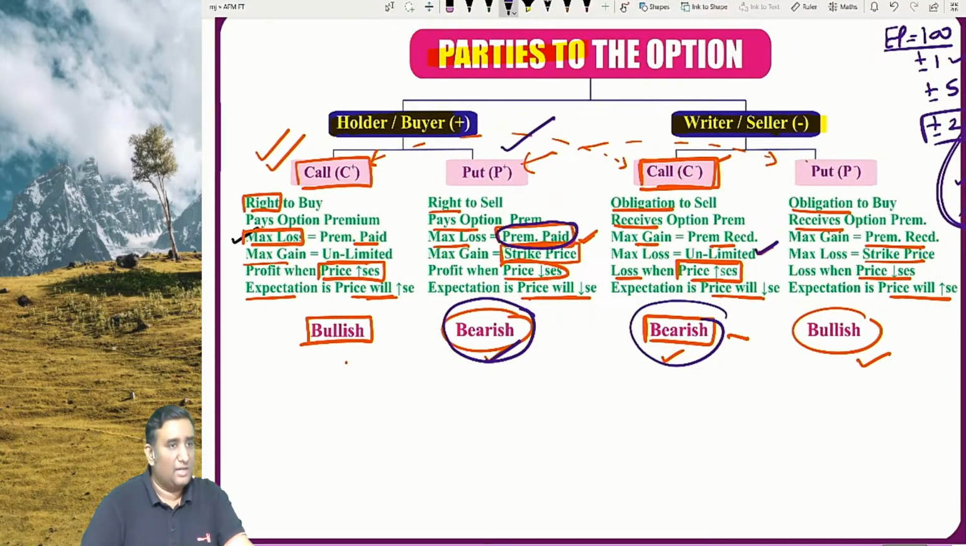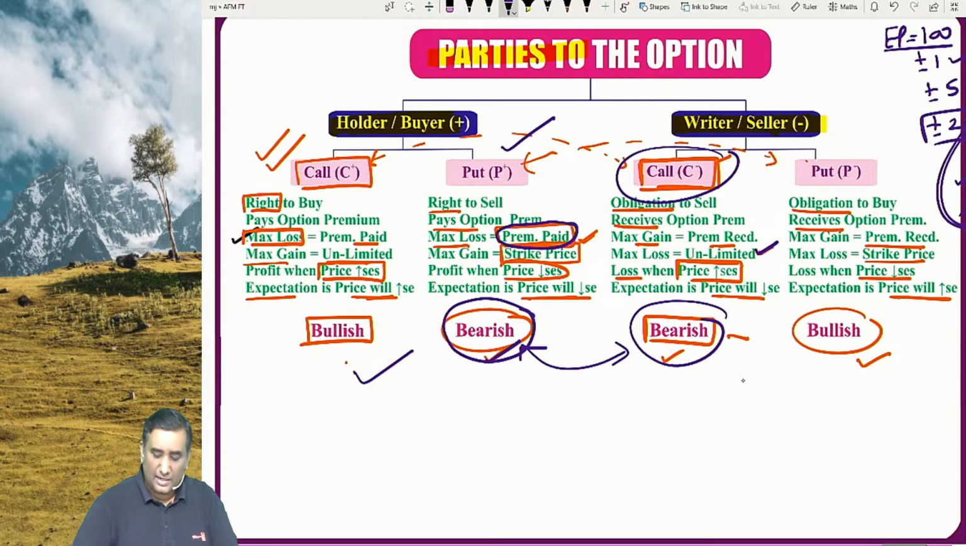A holder is ready to give the premium and he wants the enjoyment of the fluctuation. The writer says there would be fewer fluctuations and he is happy receiving the premium. That's the basic difference. So we call the holder volatile, bullish or bearish, and writers are non-volatile. They expect range-bound movement to take place.